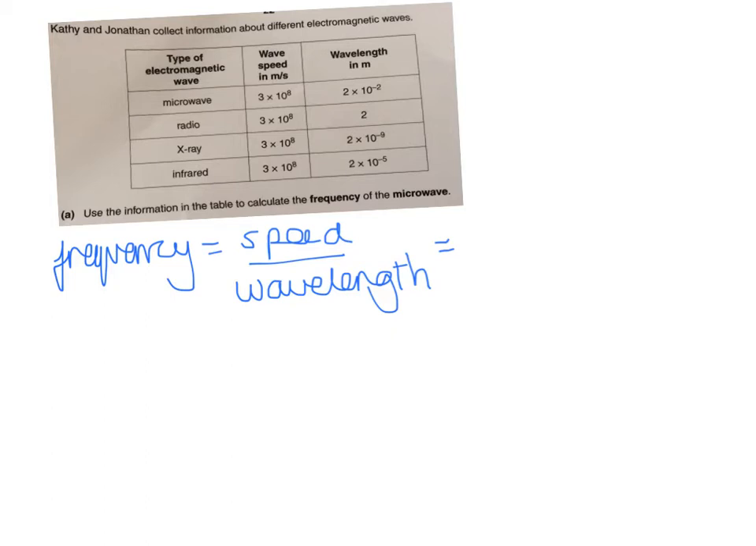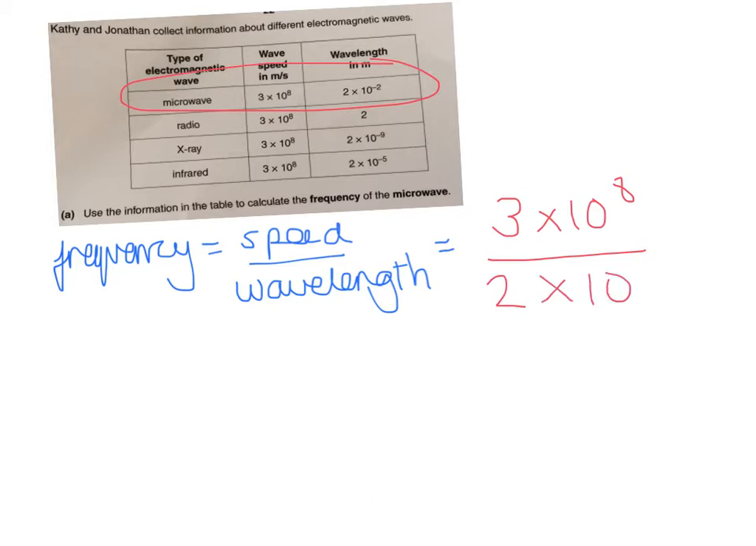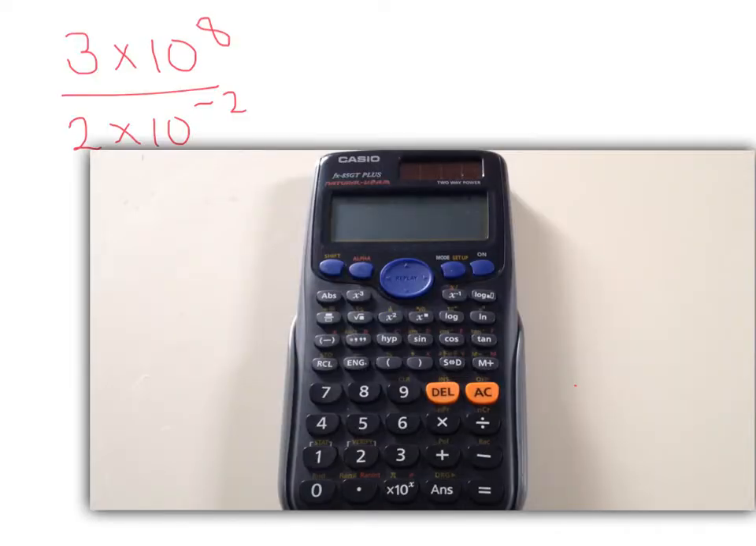The question asks us to look specifically at the microwave. We can see from this line in the table that the wave speed is 3 times 10 to the power of 8, and that we're going to divide that by the wavelength, which is 2 times 10 to the power of minus 2. Without even knowing what these numbers mean, we can still do the calculation and work it out. Now I've made a short video showing how to use my calculator.